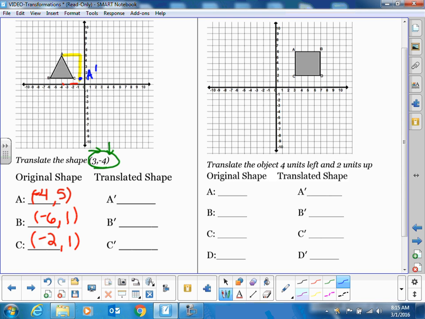And again, you have choices. You can draw your B and C off of that point if you're confident that's right, or you can move each one individually. So if I move each one individually, 1, 2, 3, 1, 2, 3, 4, there is B prime, and then 1, 2, 3, 4.